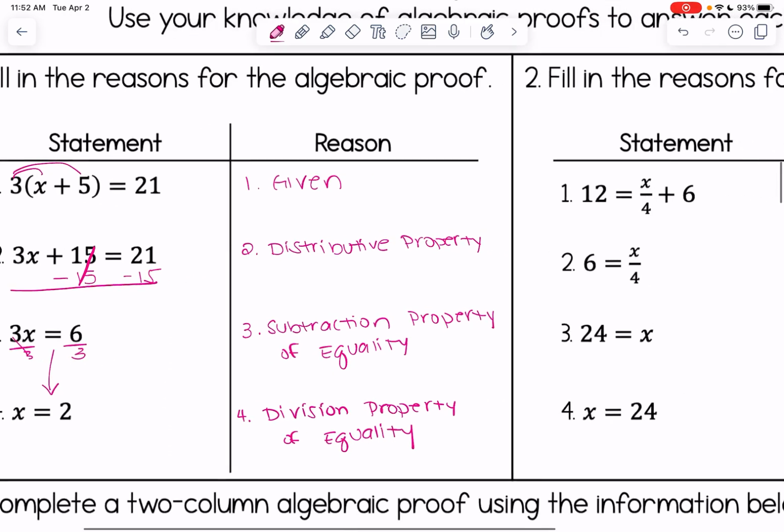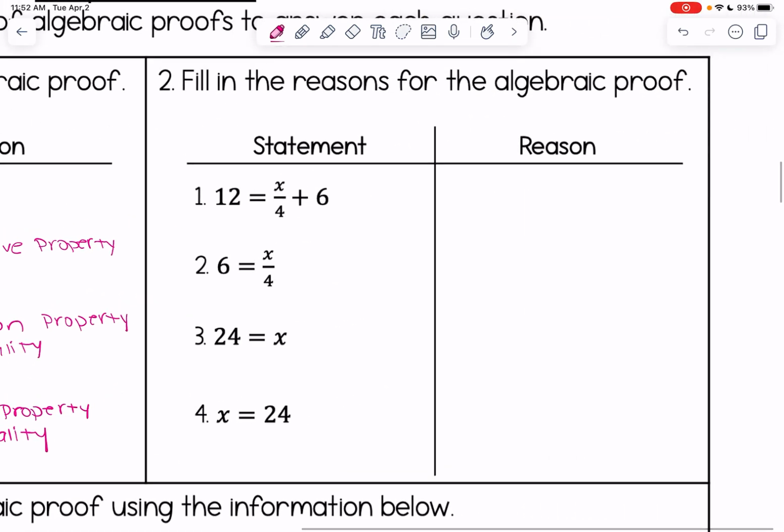All right, let's take a look at another one. We're going to fill the reasons in for this algebraic proof as well. All right, number 1, 12 is equal to x over 4 plus 6. That's our given statement. Whatever's just provided to you in the beginning, that's just the given. Then let's try and figure out what was done next.